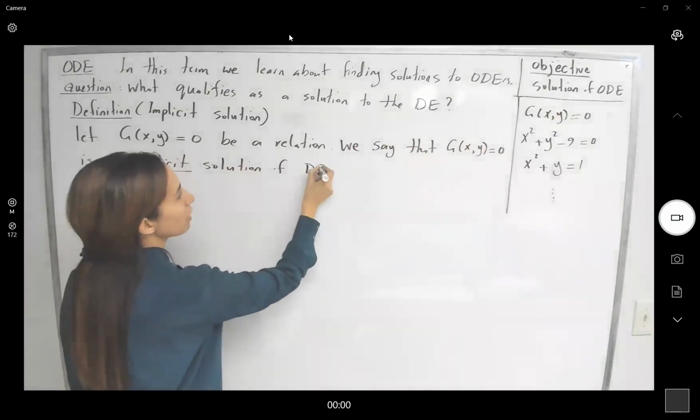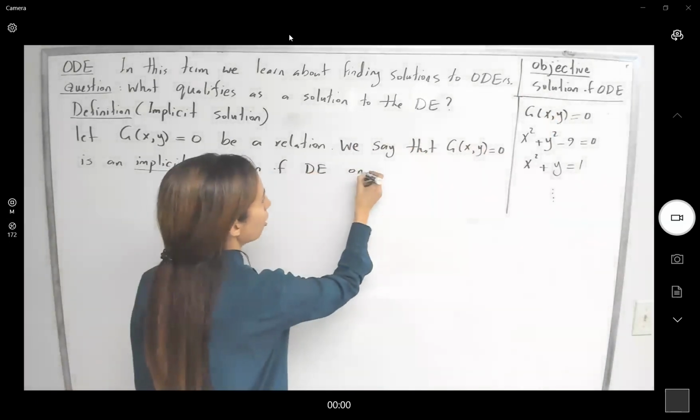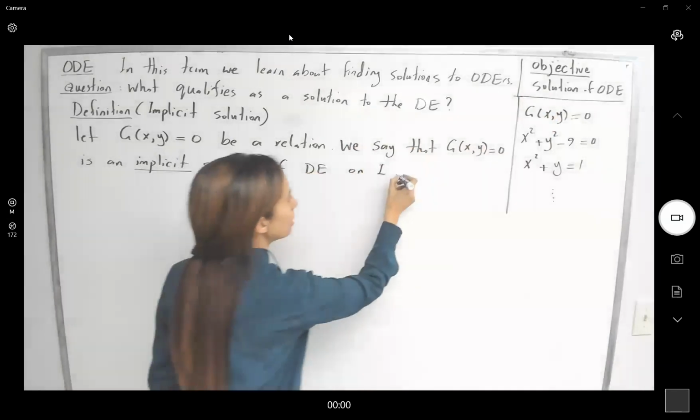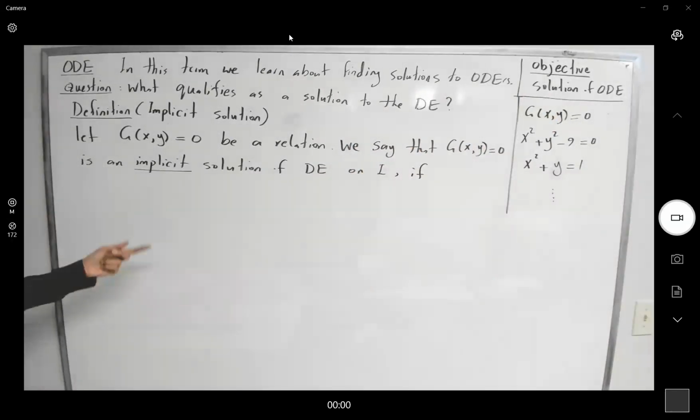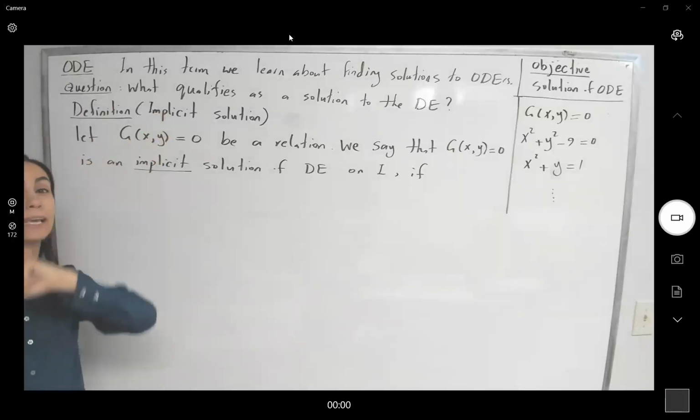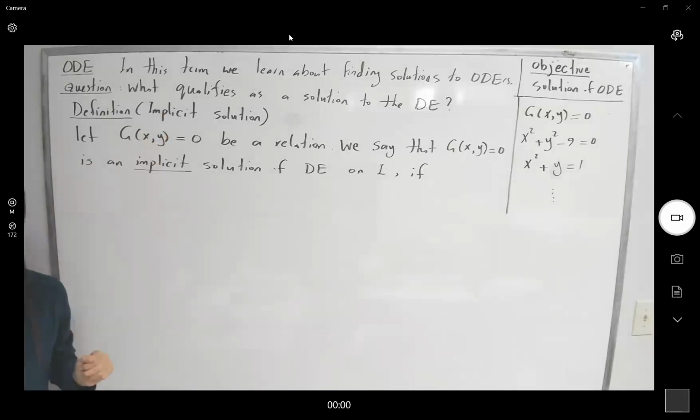of the differential equation on an interval I if you can find at least one explicit function taken out of this implicit relation that satisfies the differential equation.